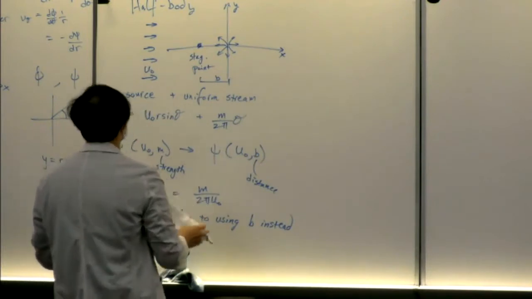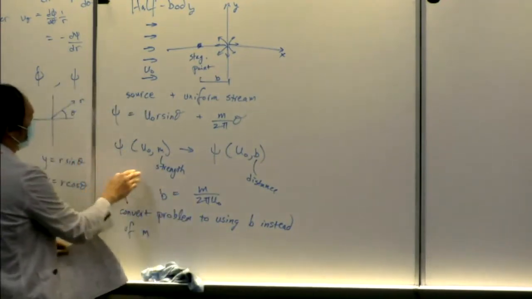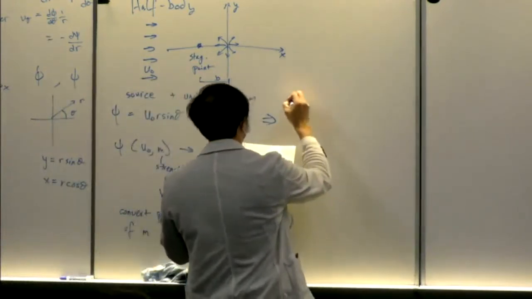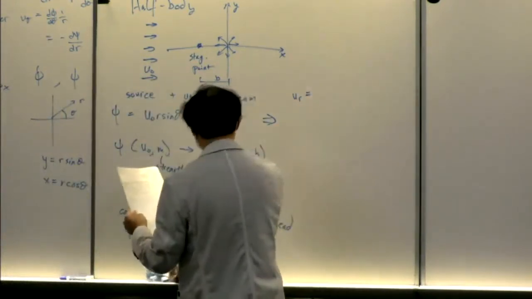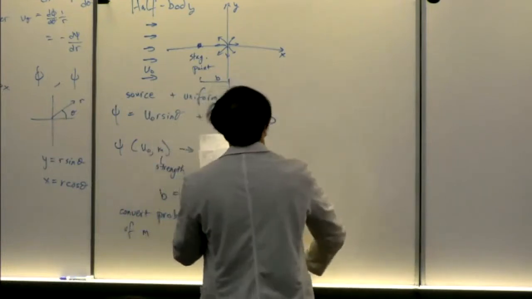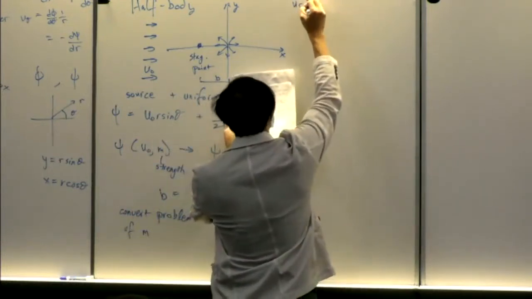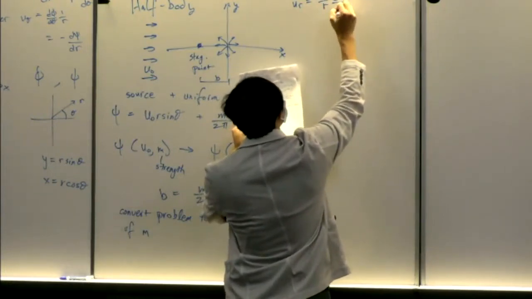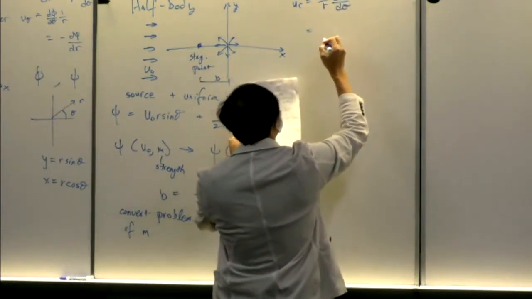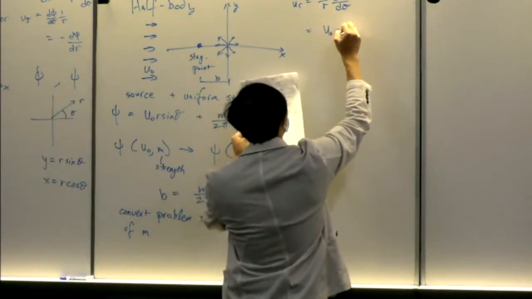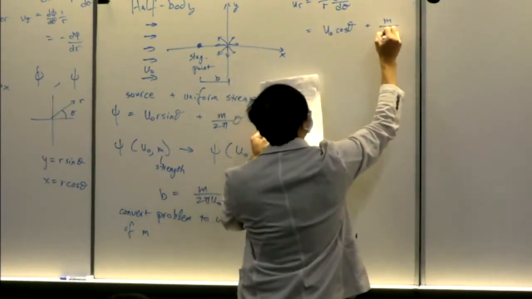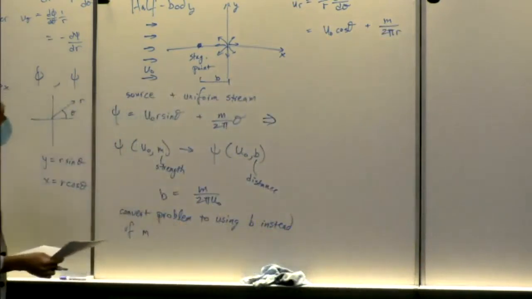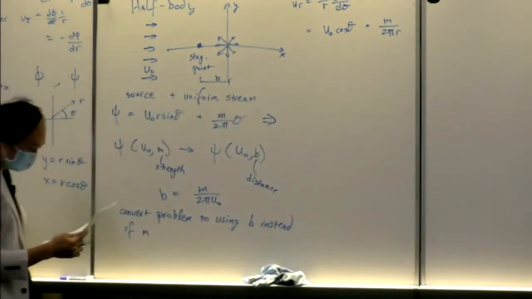All right. So to get this, first we write u_r. So u_r, from last time, was 1 over r d psi d theta. And that was u naught cosine theta plus m over 2 pi r. Okay. And we certainly need that to be 0 for a stagnation point to happen.